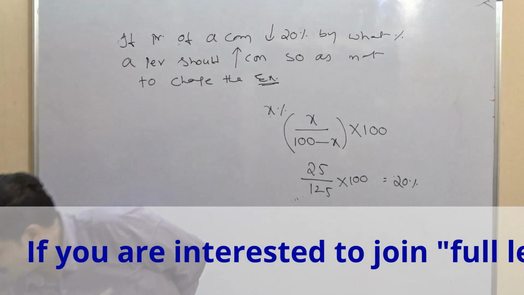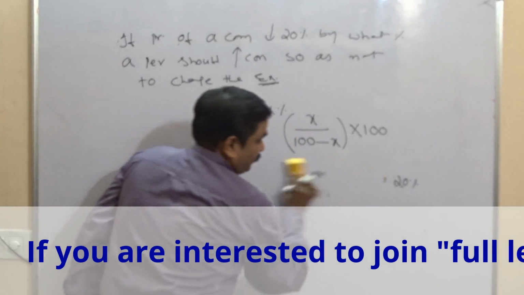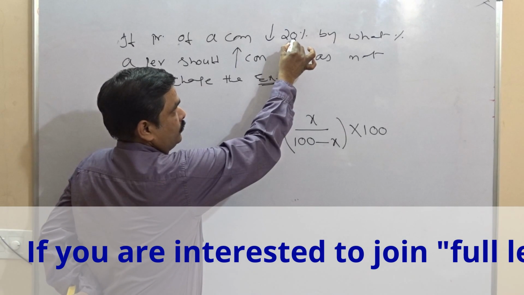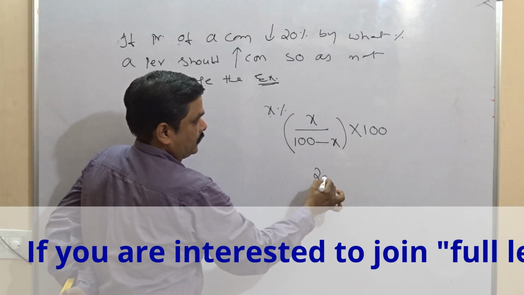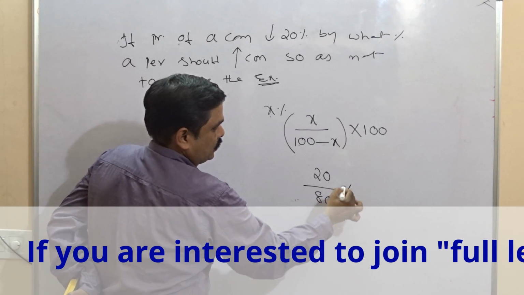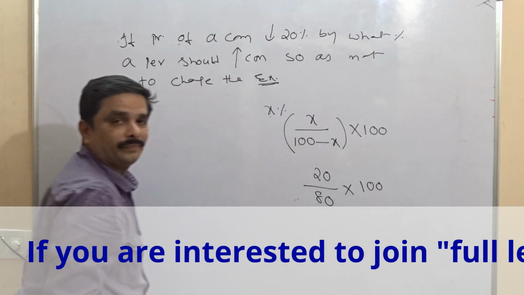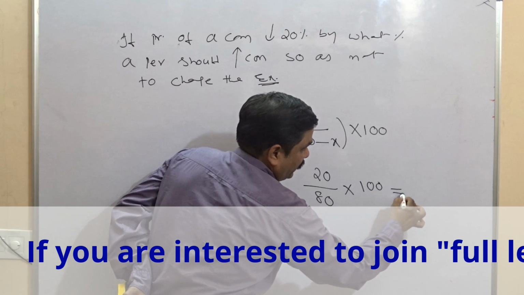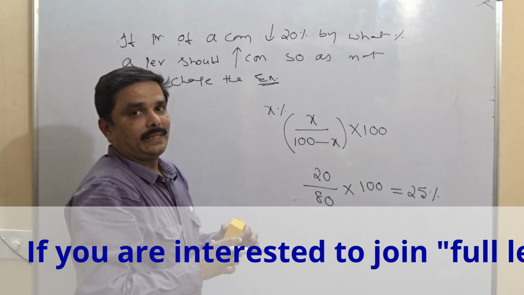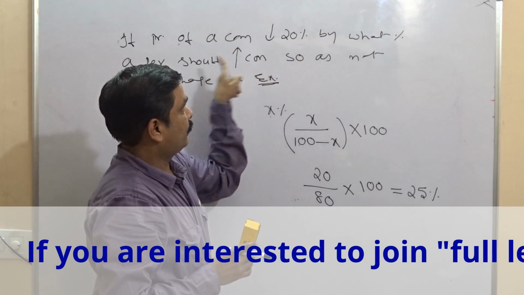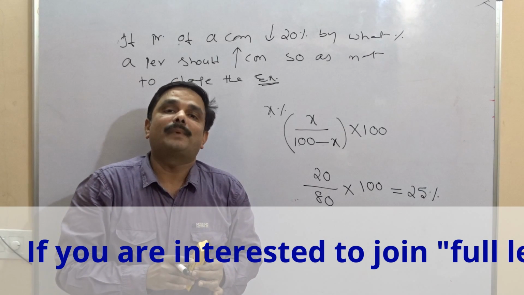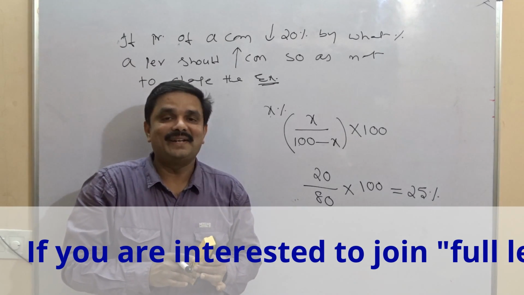Now, very simply I can solve this problem, of course. Here it is reduced by 20%. I am taking this 20% here: 20 divided by (100 minus 20), that is 80, into 100. Now, the person has to increase his consumption by 25% when the price of the commodity decreased by 20% so as not to change the expenditure. Hope you got the idea.